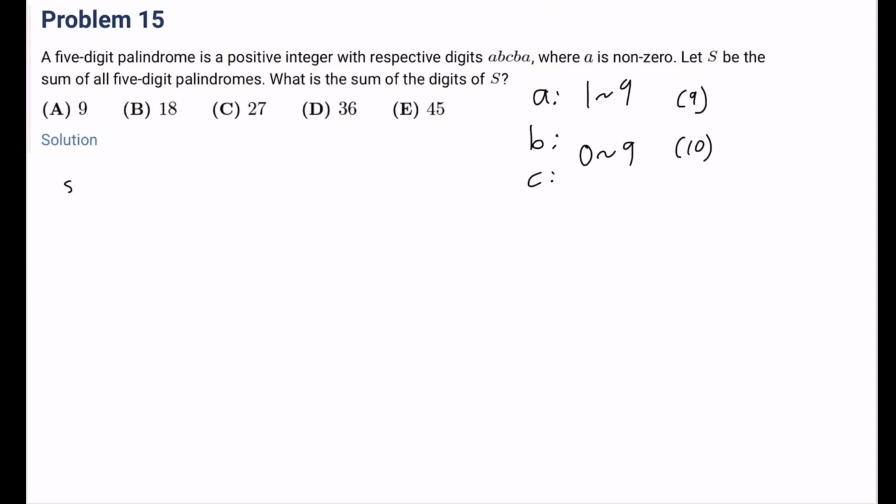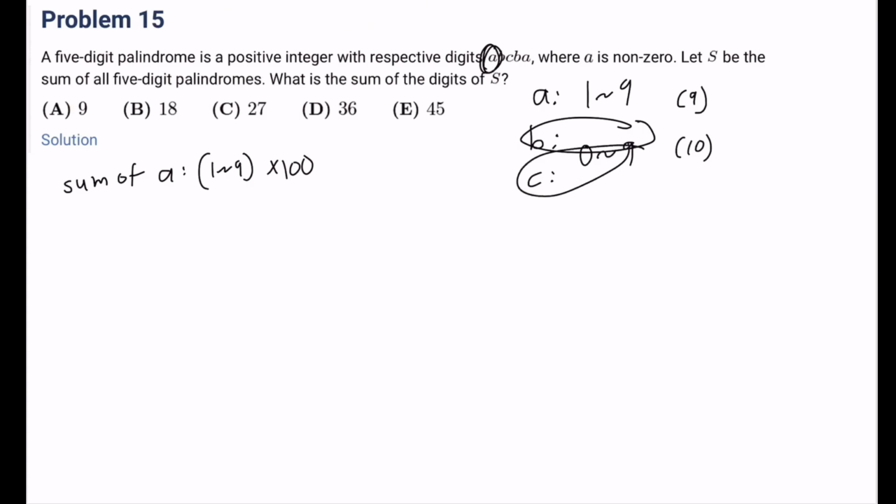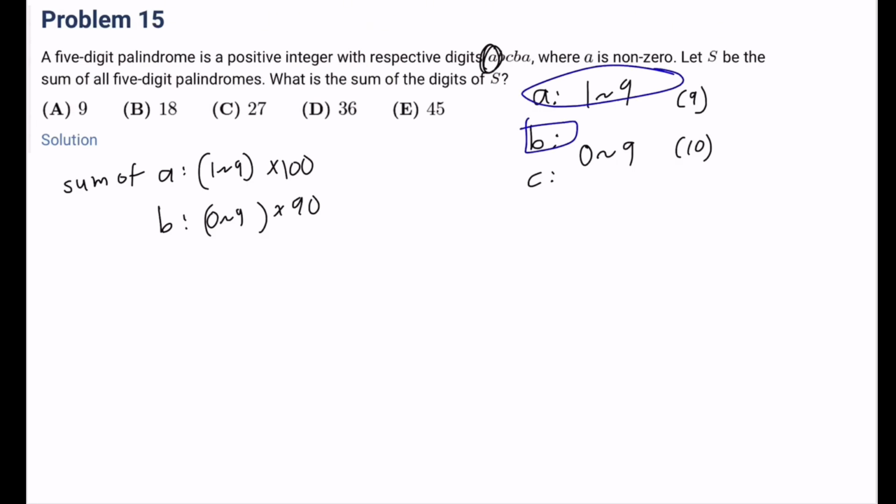So the sum of the A's is going to be the sum of 1 to 9 multiplied by 100, because if we have just one set value of A, then we can have 10 possible B's and 10 possible C's, so that's going to give us 10 times 10. That's why this 100 is there. And same thing, the sum of B is going to be the sum of 0 to 9 times 90 this time. That's because if we set a value of B, then we can have 9 possible values of A and 10 possible values of C, so it's 9 times 10, which is 90.